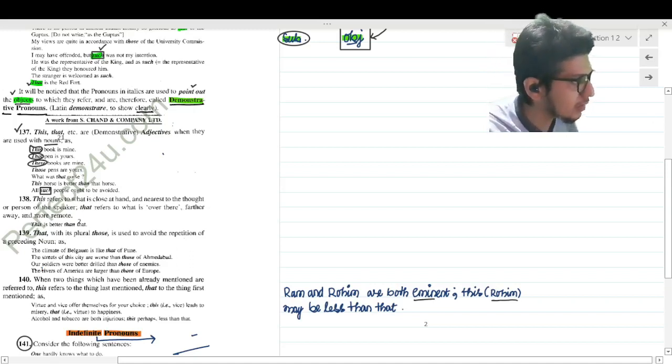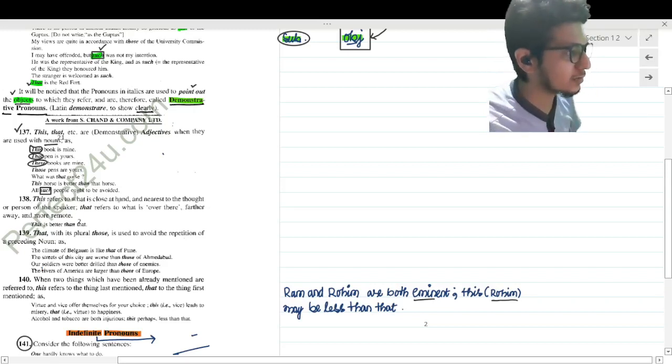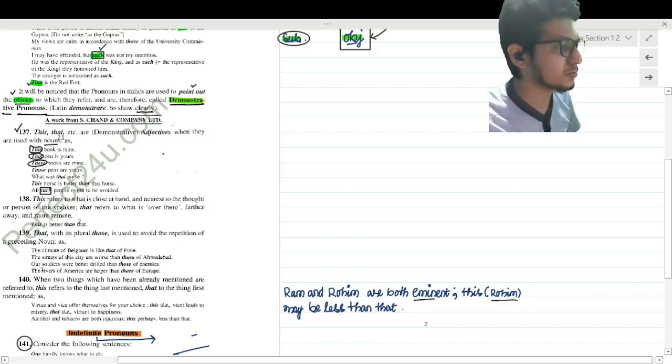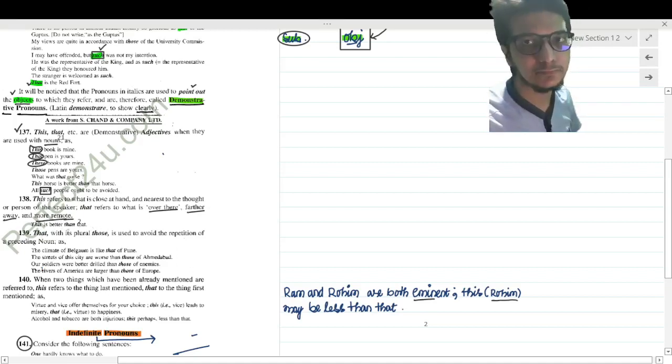Rule 138. This refers to what is close at hand and nearest to the thought or person of the speaker. And that refers to what is over there, farther away and more remote. This is better than that. Here, this and that both are demonstrative adjectives.